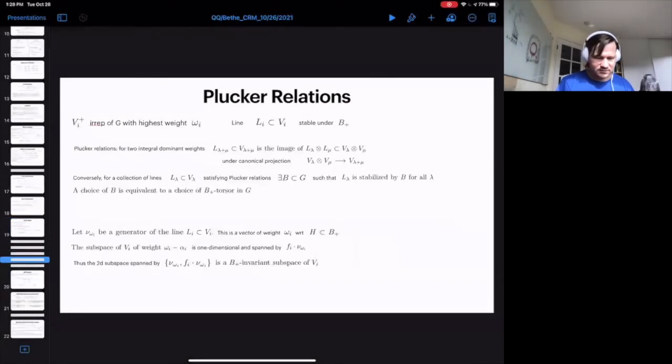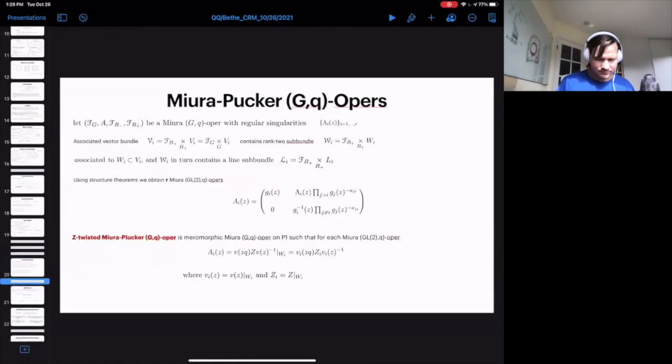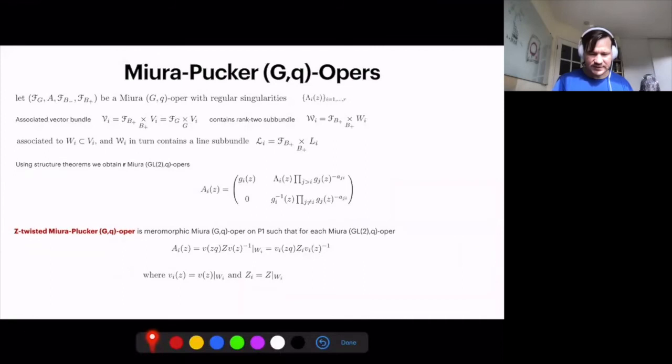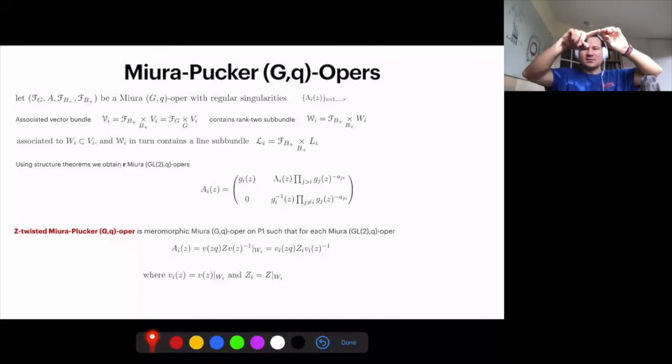So let me unskip it here. I was kind of hoping I would be, okay, anyhow. So we take the, it's called Mueller-Plucker oper. So we take the GL2Q or SL2Q. So see, if you have a representation of highest weight, right? With the highest weight, say, omega I, you can act on this vector with the Fi, right?